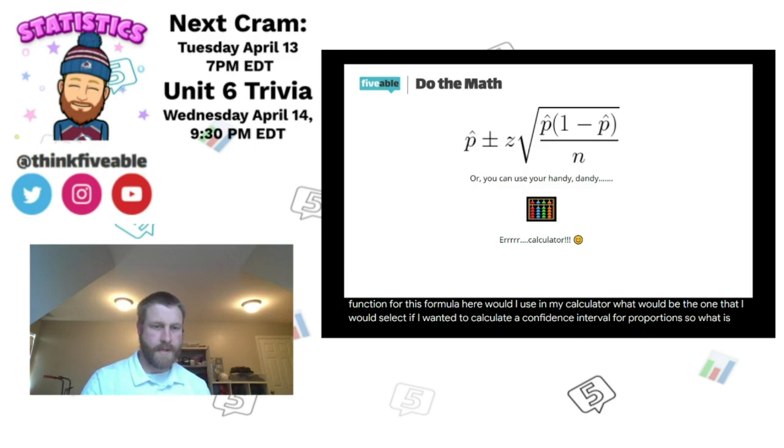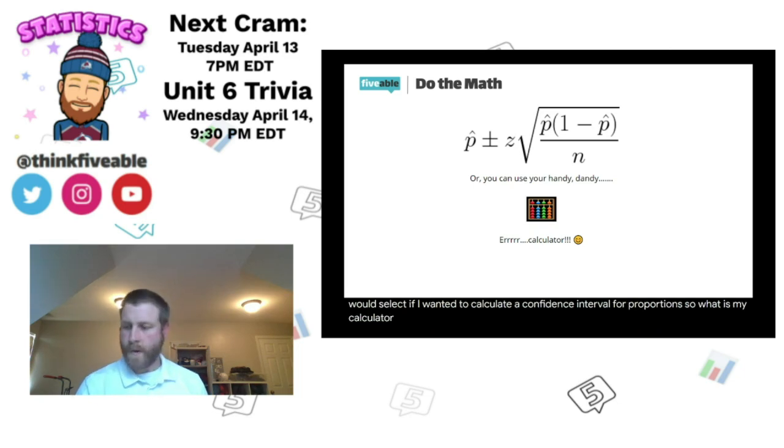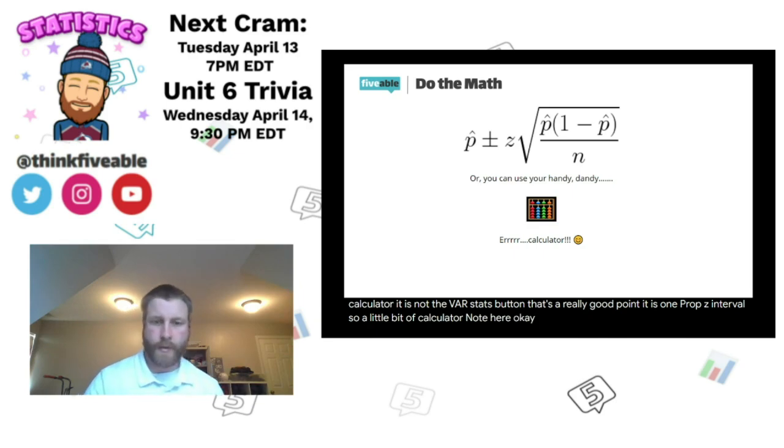So what is my calculator? It is not the vars stats button. That's a really good point. It is one prop z interval. So a little bit of calculator note here. Okay, I'll pull up my calculator.